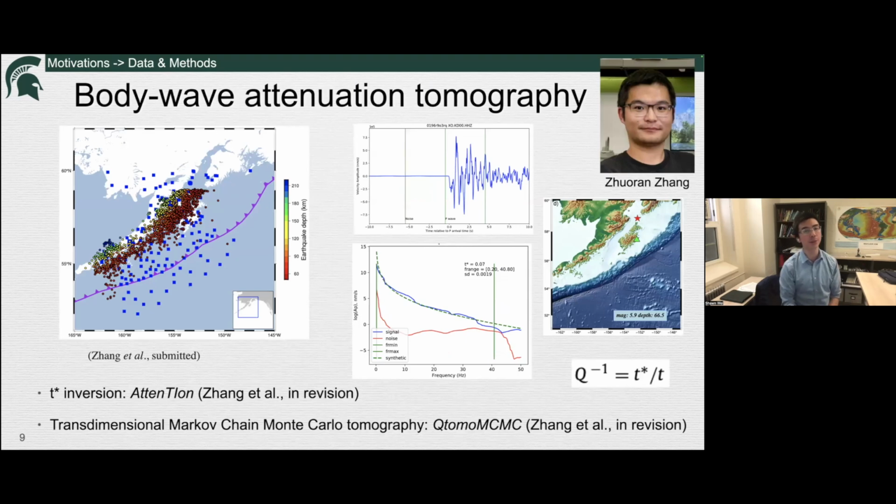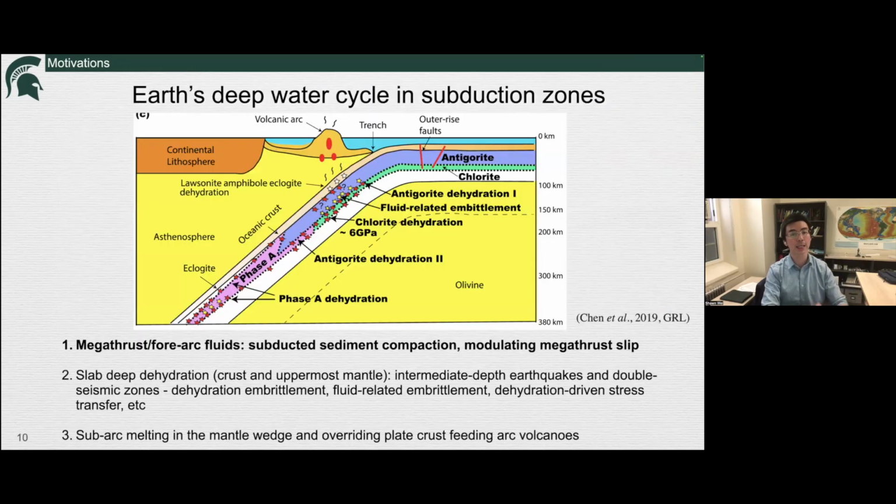We also try to image seismic attenuation, which is different from seismic velocity and tells us other constraints about the rock properties. This is led by my current students, Joy and John. Okay, so like I said, first I want to touch on this megathrust region and see what's the role of fluids.